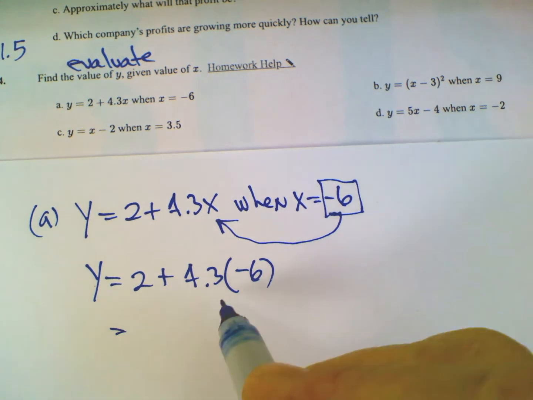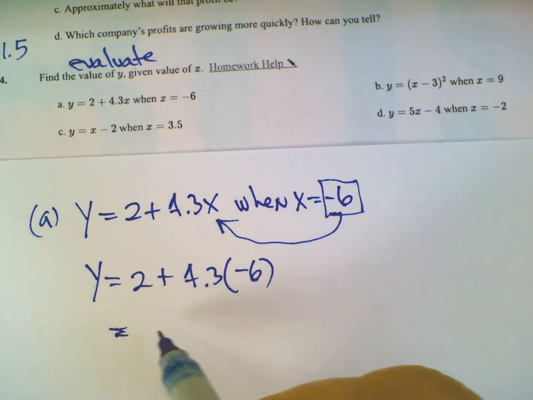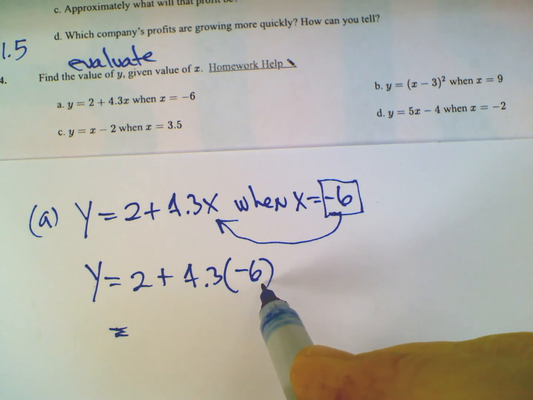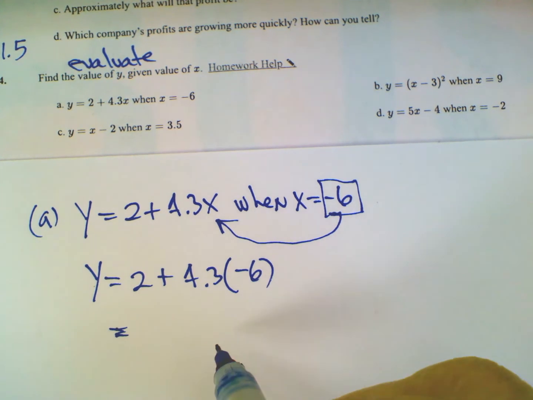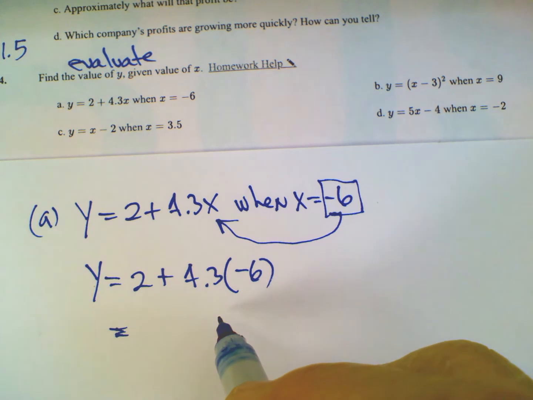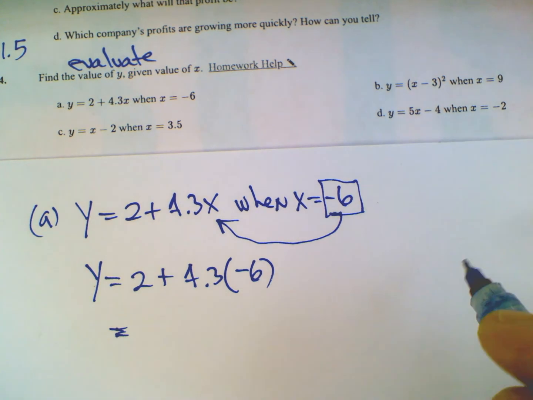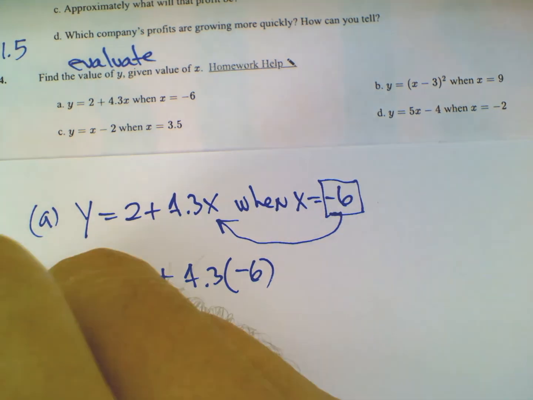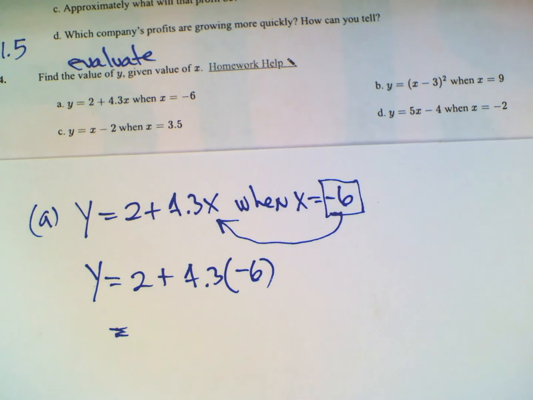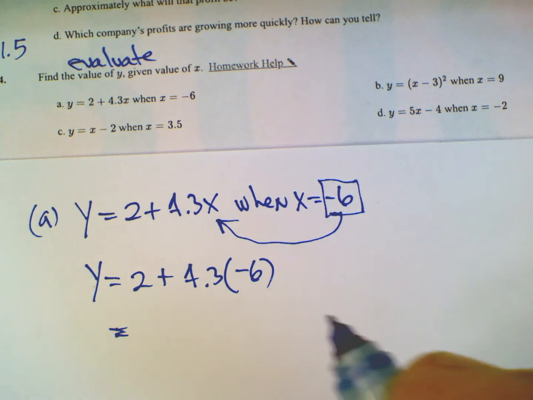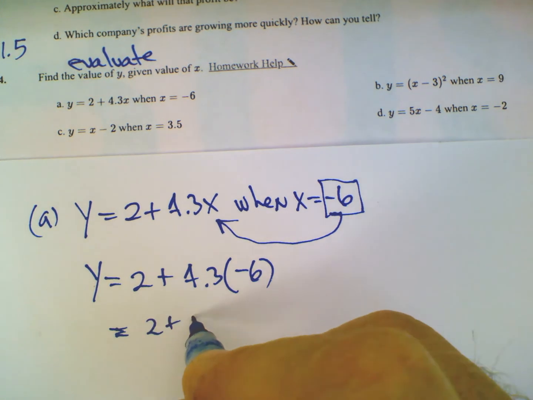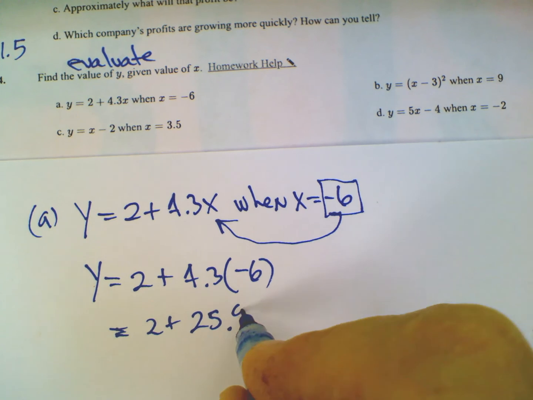So do our math. Our math is order of operations. We're going to multiply 4.3 times -6 first. Oh, shoot. Probably need to figure that out over here real quick. So 4.3 times 6 is 25.8. So 2 plus 25.8.